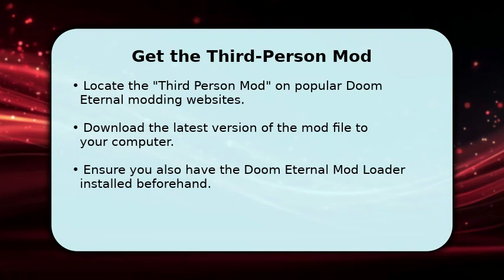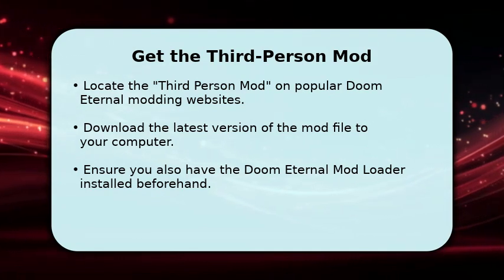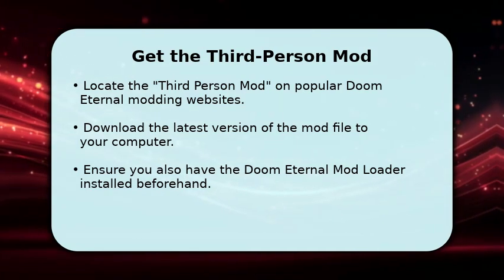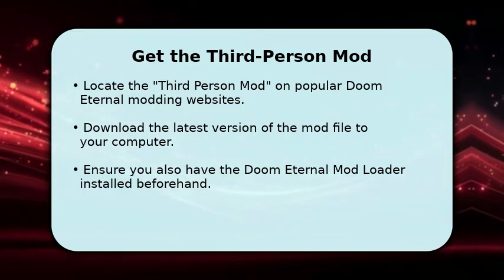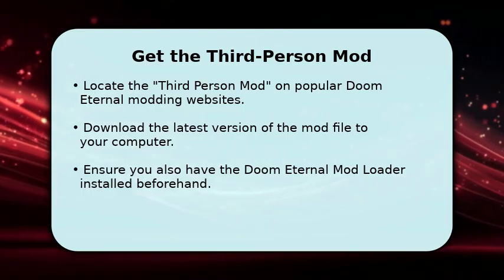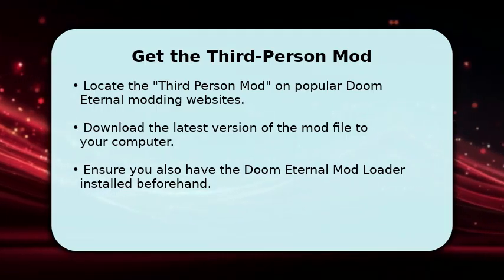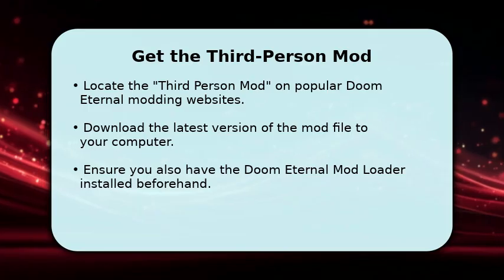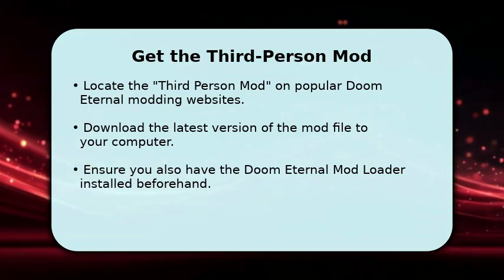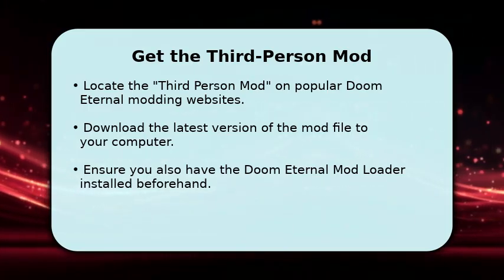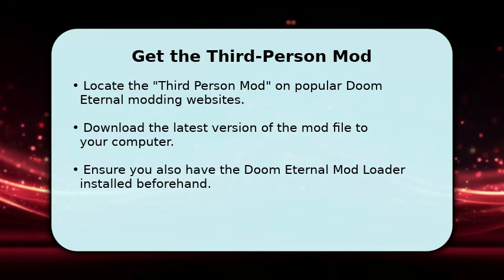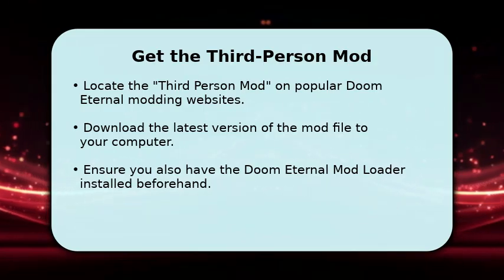First, you will need to acquire the necessary files. Head over to well-known Doom Eternal modding communities online, where you can find the third-person mod. Make sure to download the most recent version available for compatibility. Additionally, you will need the Doom Eternal mod loader, a separate utility that enables the game to recognize and run these custom modifications. Both are crucial for a successful setup.